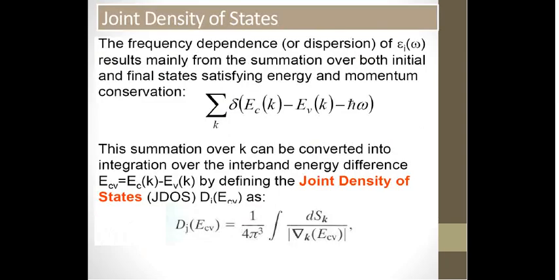Next one is joint density of states. I said already joint density of states because it involves both the holes and the electrons. So the frequency dependence of epsilon I of omega results mainly from the summation over both initial and final states satisfying energy and momentum conservation.